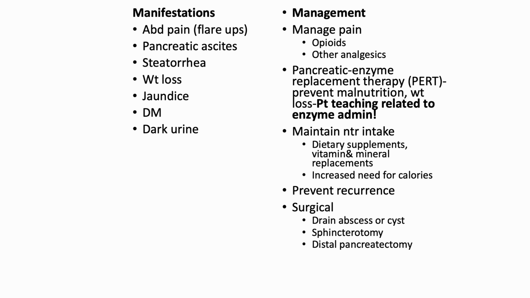You're also going to help the patient with their nutritional intake. If they need dietary supplements, what vitamins and minerals do they need, and then teach them about their increased need for calories. And you want to try and prevent recurrence. If surgery is needed, the surgery could be to drain an abscess or a cyst. Often these patients will have drains for a lengthy period of time. The sphincterotomy, we talked about that with an ERCP. They may be able to have that. And then a distal pancreatectomy, where actually they take the head of the pancreas off if it's been necrotic. So those are some of the treatments that you can have with the pancreas.